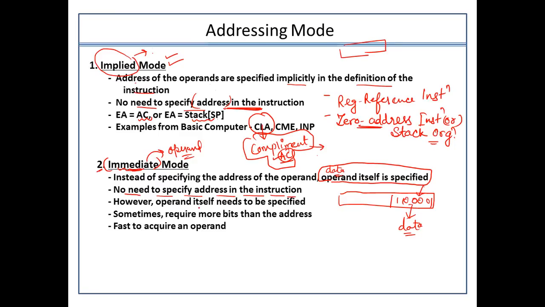However, the operand itself needs to be specified, so you need to specify the exact operand which you want to use. Sometimes it also requires more bits than the addresses. The reason is that it is not the address of the operand, it is simply specifying the data. Usually immediate addressing modes are used if I am in a hurry to acquire the operand value. So this is how we can use the implied and immediate addressing modes.